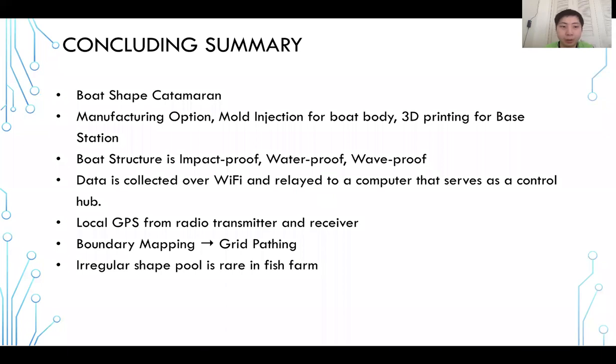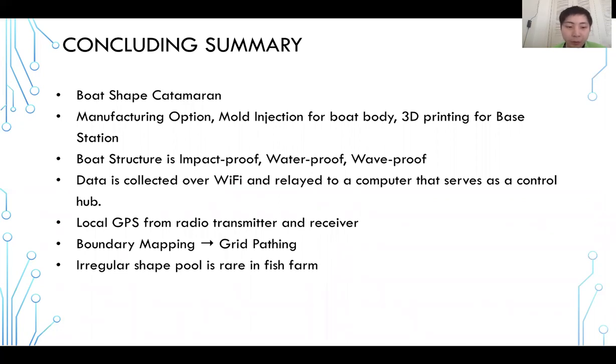And for the concluding summary, for our boat, we decided that the boat shape would be a catamaran shape. For manufacturing, for the boat body itself, we would use injection molding. And as for the base station, we would use 3D printing. According to our impact studies, we show that our boat is impact-proof, waterproof, and wave-proof. And as for our data, it would be collected over Wi-Fi and relayed to a computer that would serve as a control hub so that the user can control it without actually having to physically stay next to the pool.